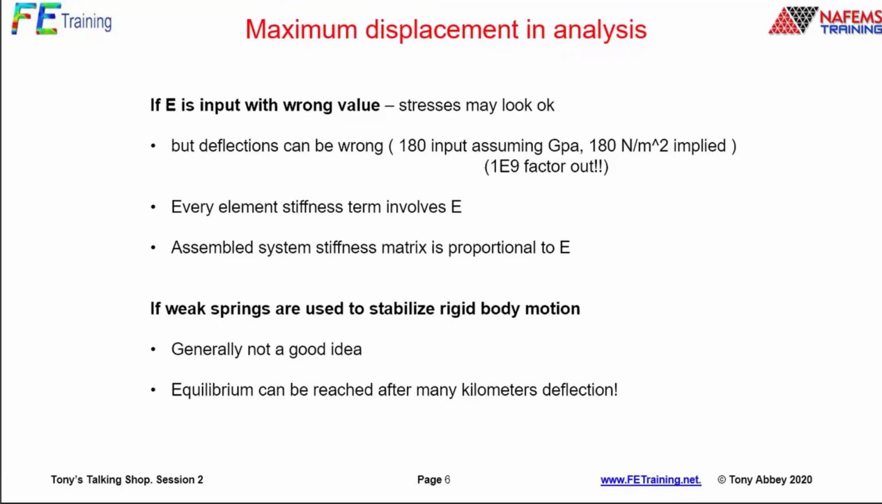Every element stiffness term involves Young's modulus. It's proportional to Young's modulus. We assemble them together, and everything's proportional to Young's modulus. And so the deflections, when we invert that and get the solution out, that's the kind of thing that's going to happen.